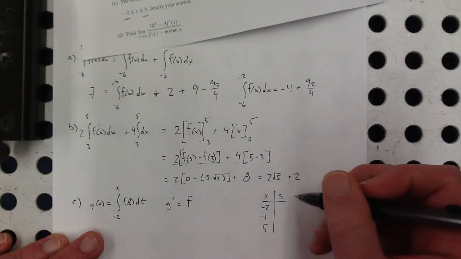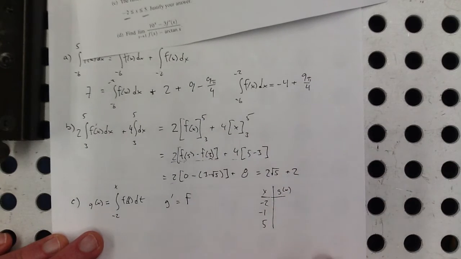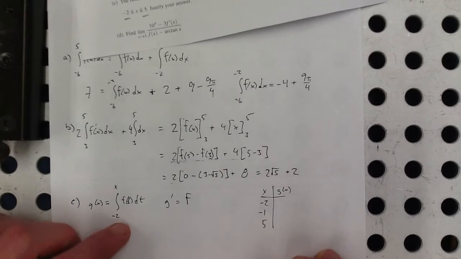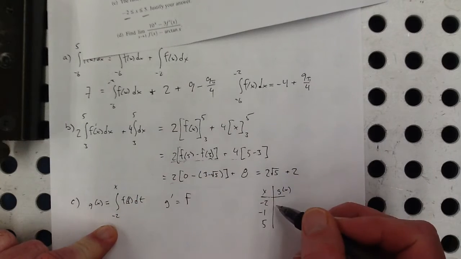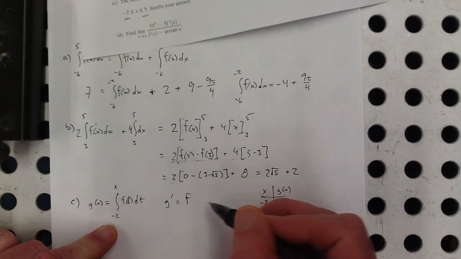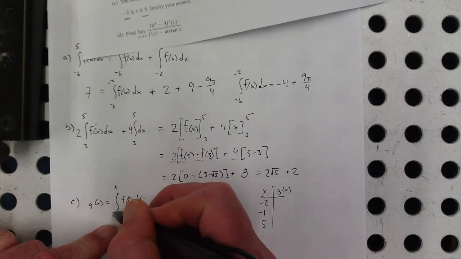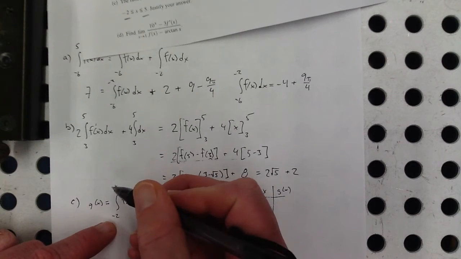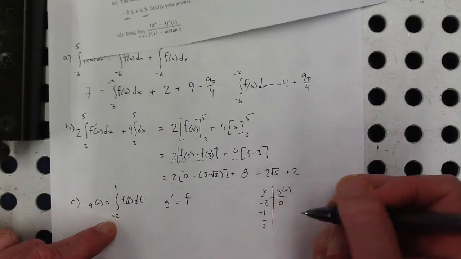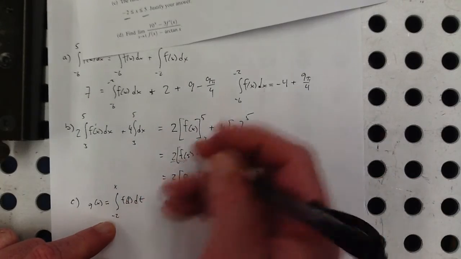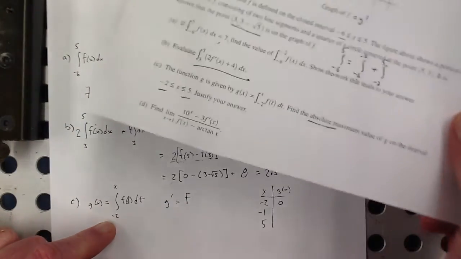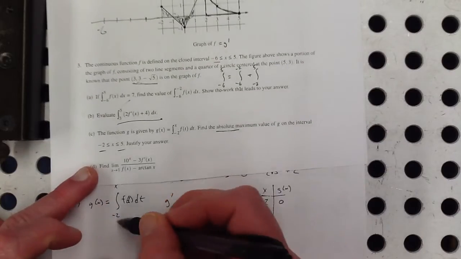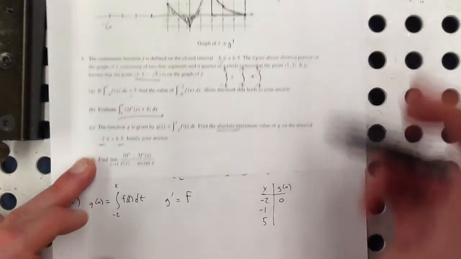I want to find my g values for those. So let's see. g of negative 2, if I plug negative 2 in here, then I'm talking about the area from negative 2 to negative 2. That's 0. If I plug negative 1 in here, I'm talking about the area from negative 2 to negative 1. That would be 1/2.